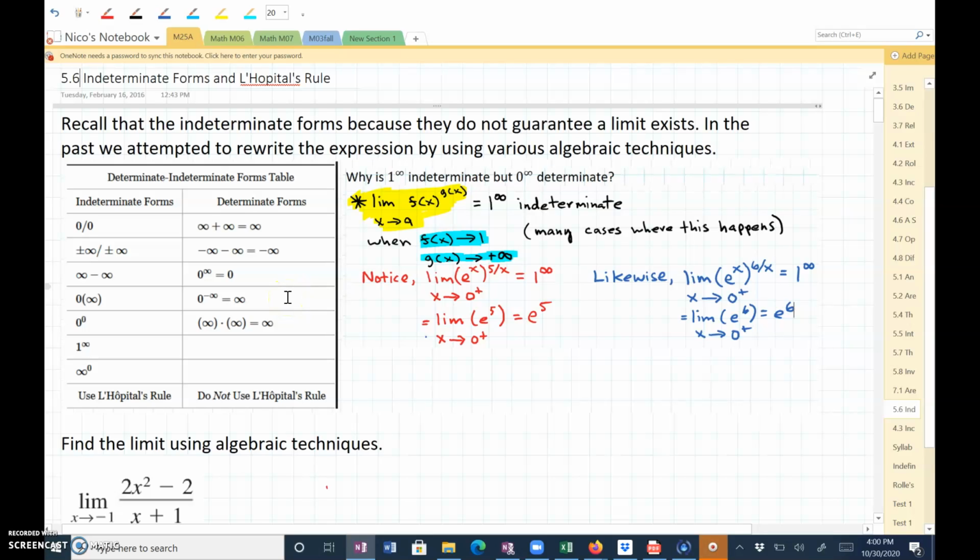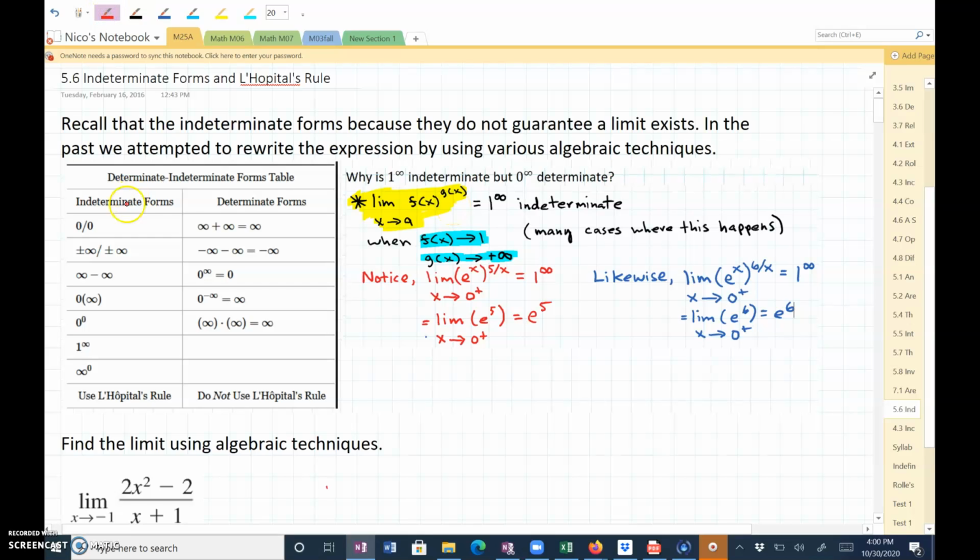5.6 Indeterminate Forms and L'Hopital's Rule. Recall that the indeterminate forms do not guarantee a limit exists. In the past, we attempted to rewrite the expression by using various algebraic techniques. Okay?